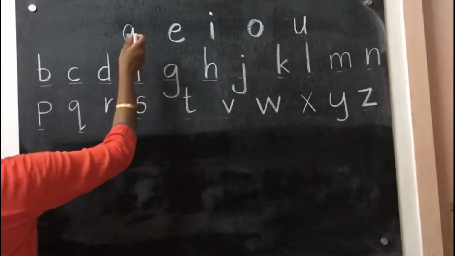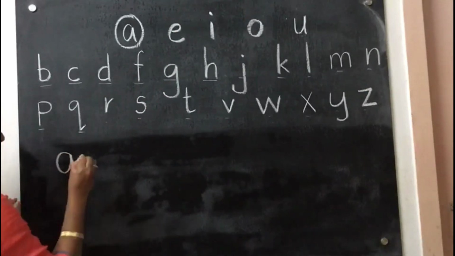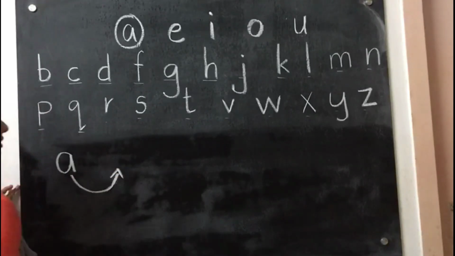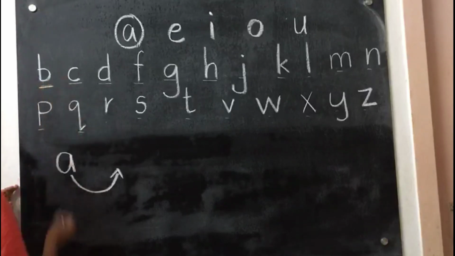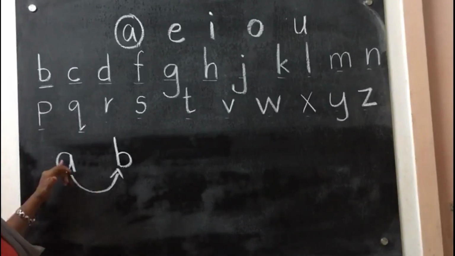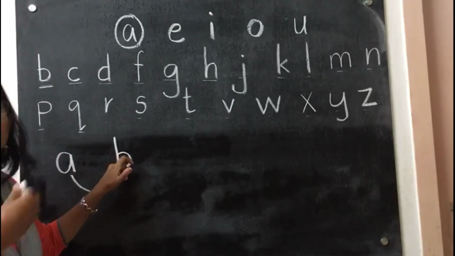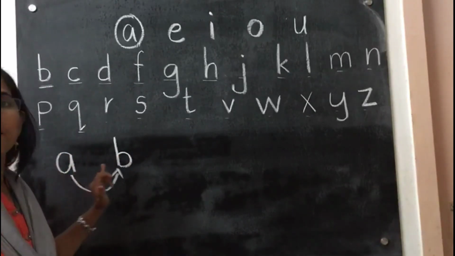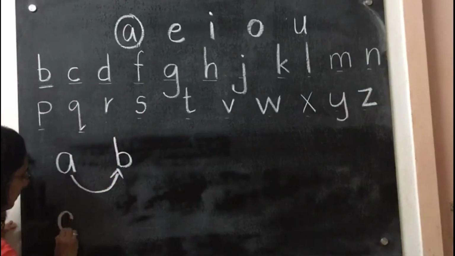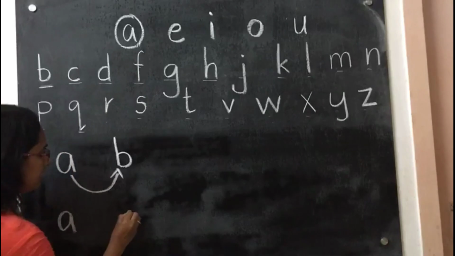Now let's take letter A. The sound of letter A is "a". What is the sound of letter A? A. So I am going to join the A sound with a consonant. Let's take letter B. The sound of B is B. A, B. Separately again. A, B. Little faster. A, B. Ab.